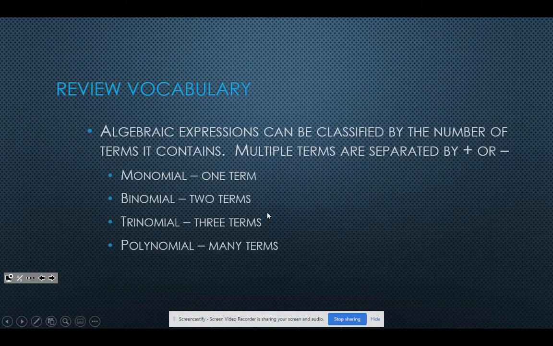Here's some review vocabulary for you. Algebraic expressions are always classified by the number of terms it contains. Multiple terms are always separated by a plus or a minus. We know that a one-termed algebraic expression is a monomial, a binomial has 2 terms, a trinomial has 3 terms, and anything bigger than that, we simply just call it a polynomial.